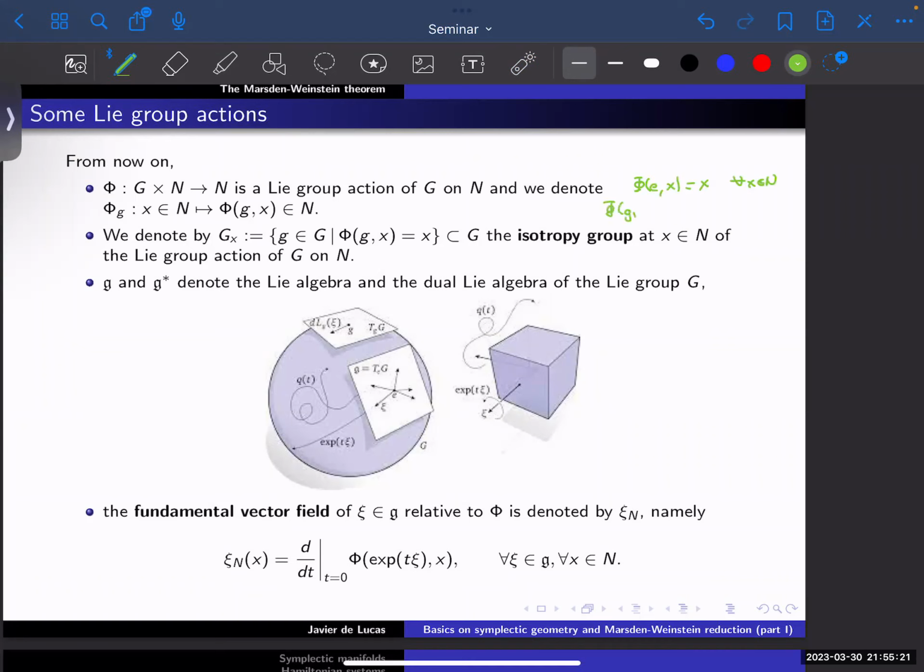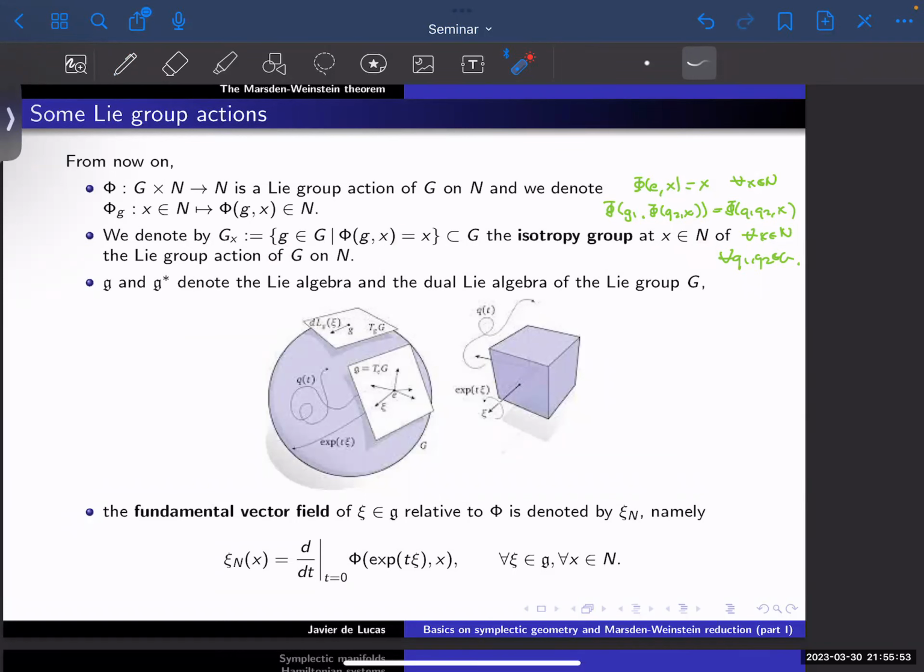And the other thing is that it is an action. That means that if you have two elements of the group acting, first g2 on x and then g1, this will be the same as multiplying the elements of the group and acting on x, for every g1 and g2 belonging to the group. So there are certain definitions to remember. The isotropy group at a point x of the manifold is the set of elements of the group leaving this point invariant. They don't move it.